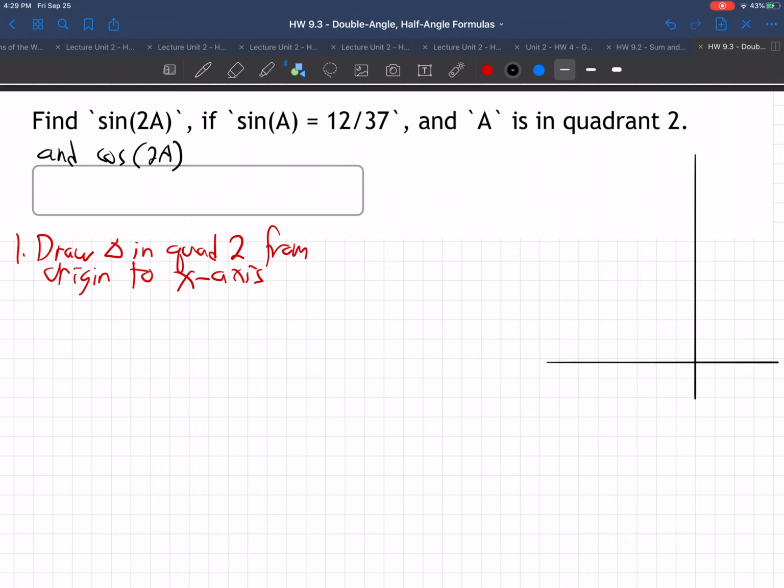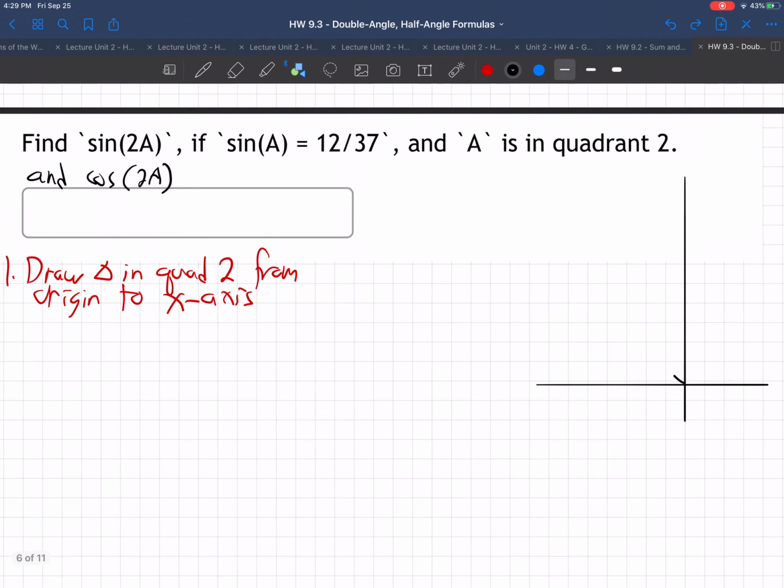So there's quadrant 2. So I'm going to draw my triangle out. I'm not going to go to the y-axis like that. That's wrong. Instead, we want to go from the origin to the x-axis like that. This is the x-axis, right? And this is the y-axis. Why does it matter?